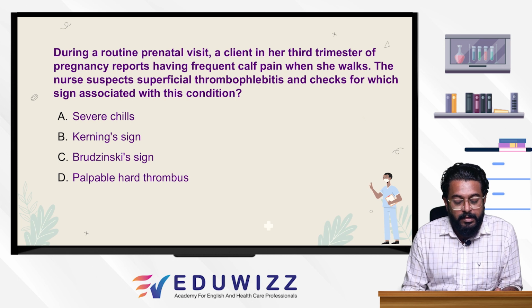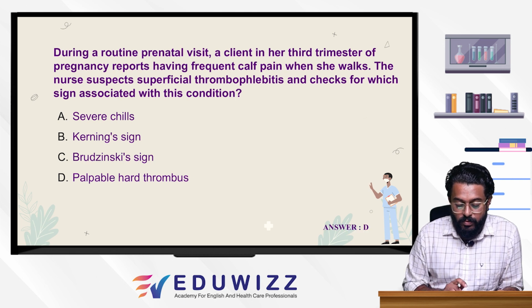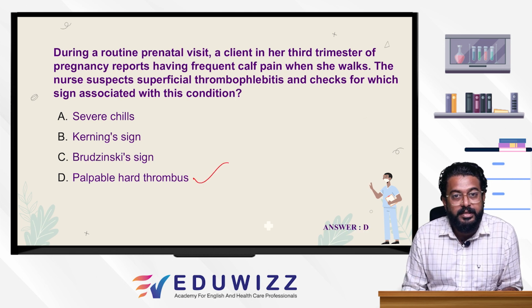That is the question. So if you see severe chills, chills can be seen in any kind of infection. B, Kernig sign and Brudzinski sign, both are significant clinical manifestations which are seen in meningitis. So remaining option is D, palpable hard thrombus. So option D is the right answer.